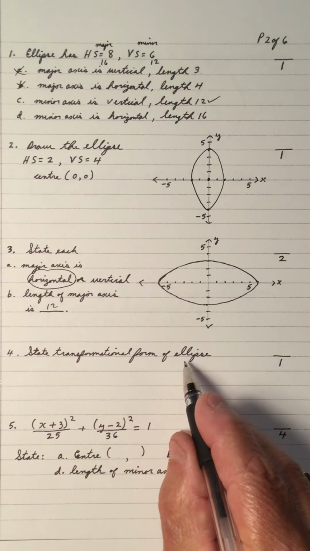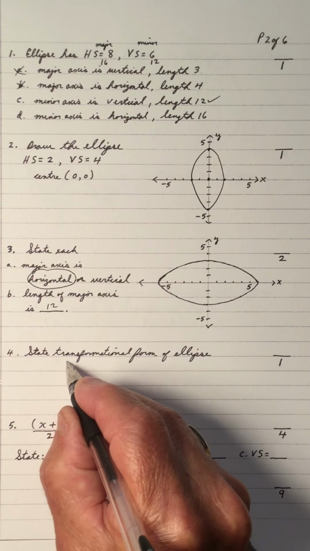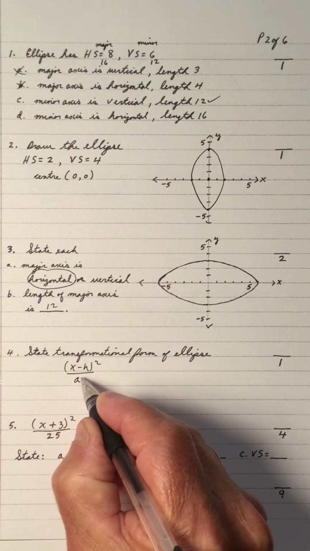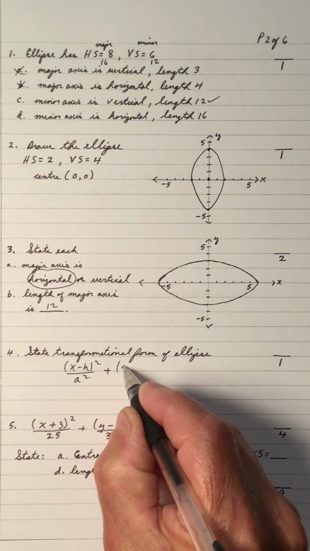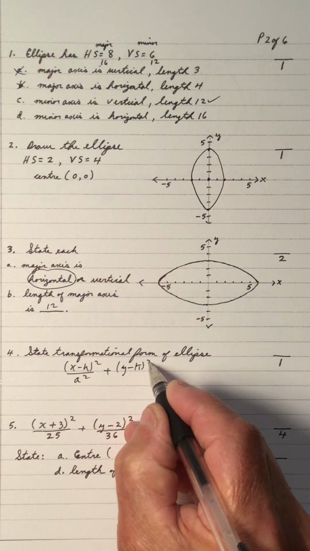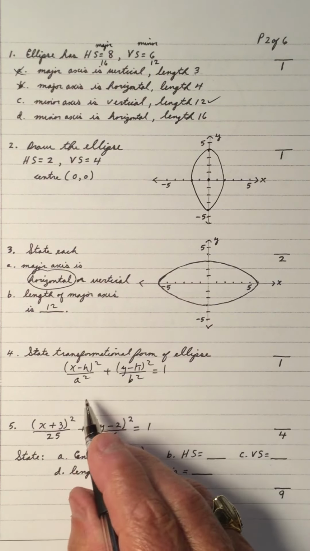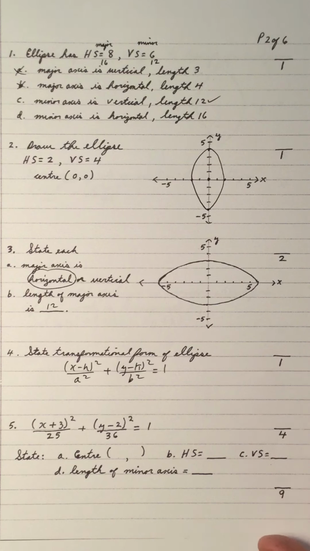State the transformational form of the ellipse. The transformational form is x minus h all squared over a squared, add on y minus k all squared over b squared equals 1. If you have that written down, give yourself a mark.